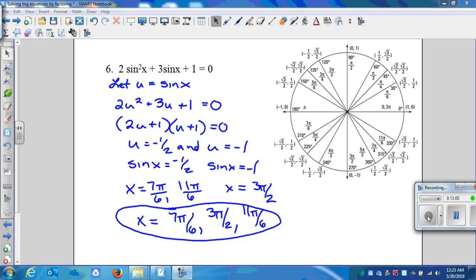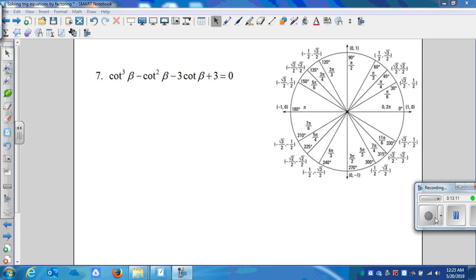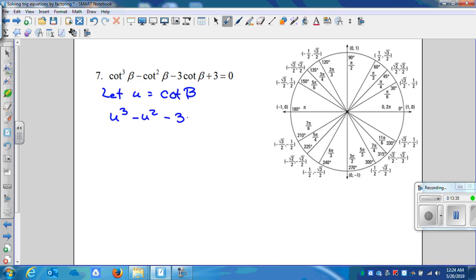For number 6, the three solutions are 7 pi over 6, 3 pi over 2, and 11 pi over 6. The last problem for this lesson involves factoring by grouping. So we're going to go ahead and use u substitution, and we're going to let u equal cotangent of beta. It'll look much less complicated.